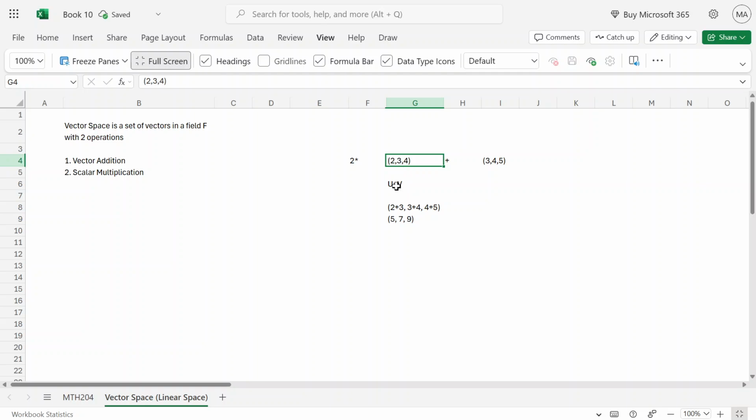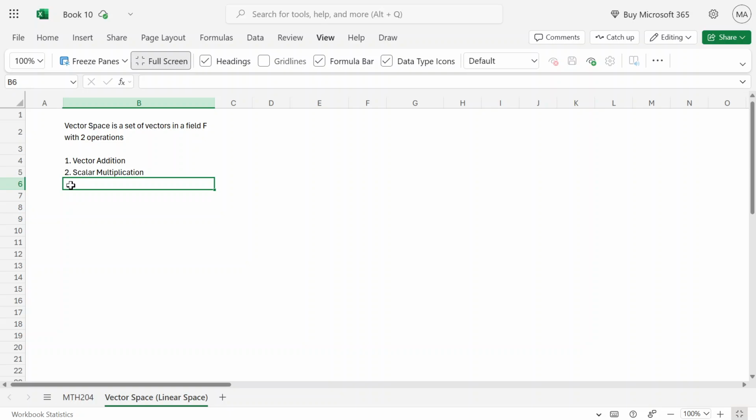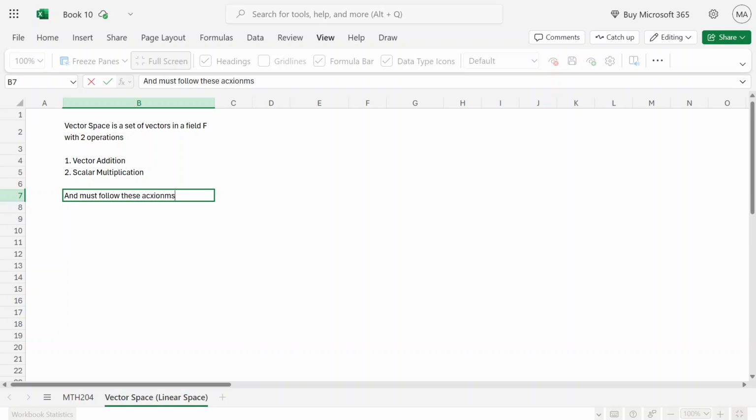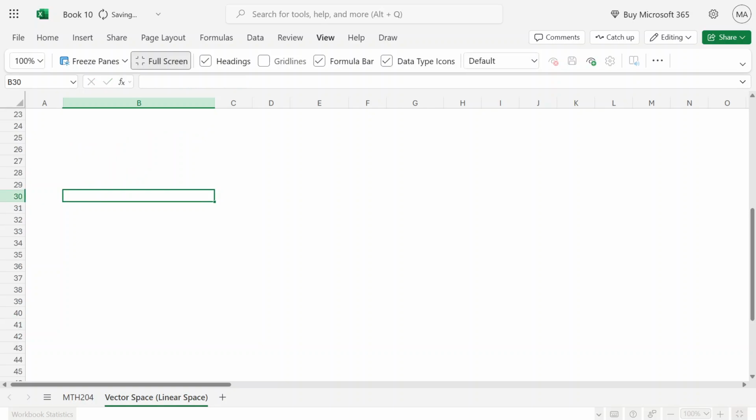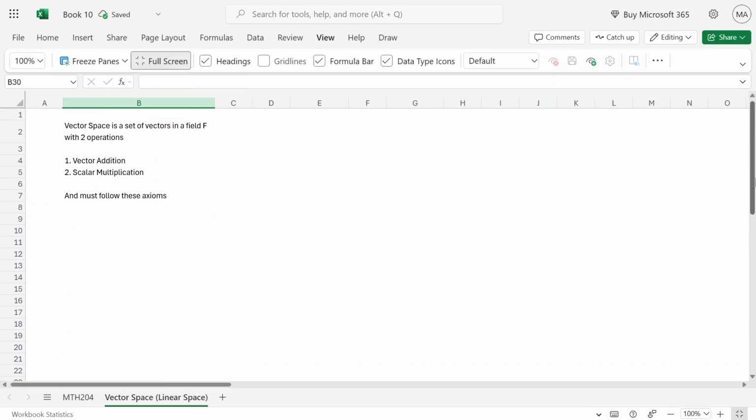Now, let's continue with our definition of a vector space. Just put this in your head and go to the exam hall, because all this information is also important for the next step. That's why I'm explaining everything. A vector space is a set of vectors in a field F with two operations, vector addition and scalar multiplication, and it must follow these axioms. The axioms can be 8 or 10 depending on how you are defining it. But let's just say these axioms and see how many we can generate.